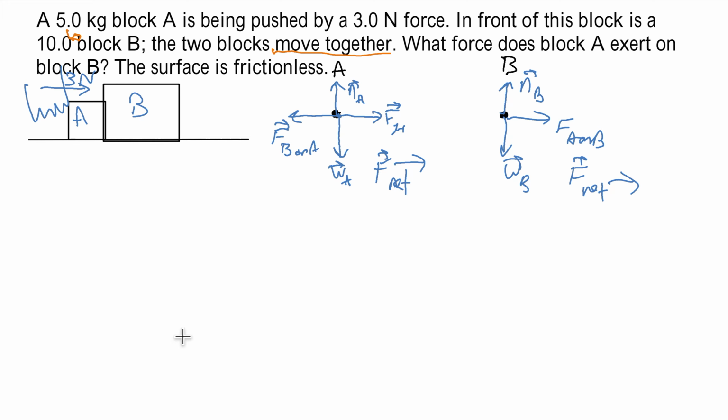Actually I'm going to change colors. So are you going to sum the forces in the x direction for A and for B? Yes, we have to do it for both. So the sum of the forces in the x direction for A equals, what do I have for A? I have the force of the hand, and then minus F B on A.